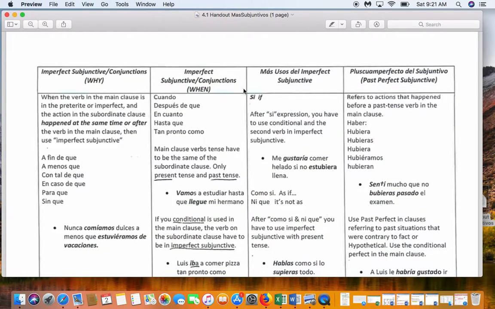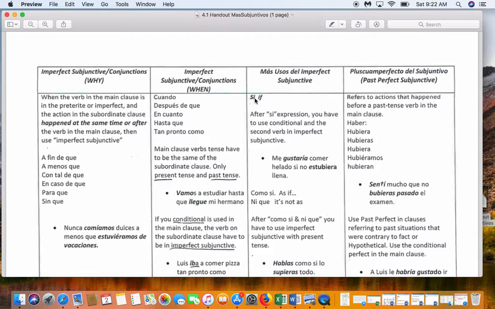So let's talk about si, if. After the expression si, you have to use the conditional in the second verb, and you must use imperfecto del subjuntivo, okay? So pretty much every time you use if, which can go at the beginning of the sentence or at the end of the sentence, right after if you must use imperfecto del subjuntivo.